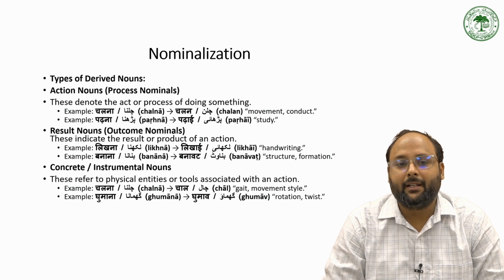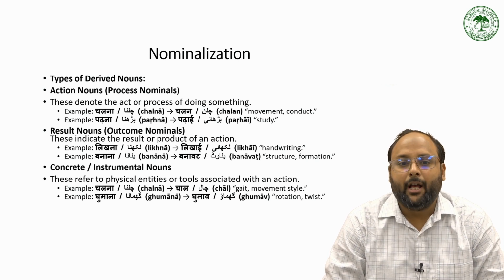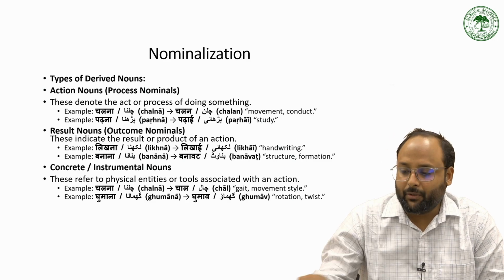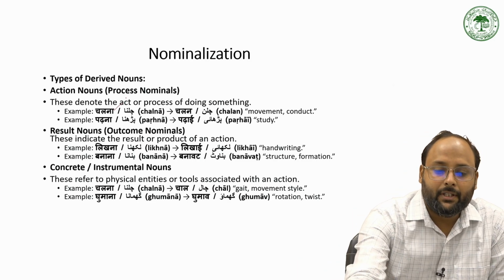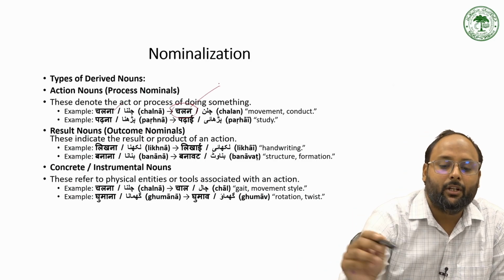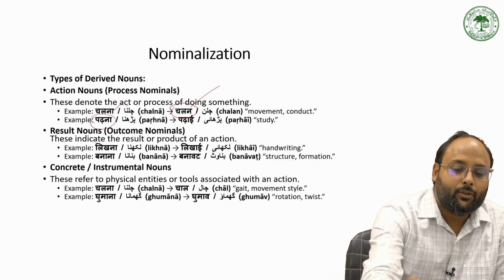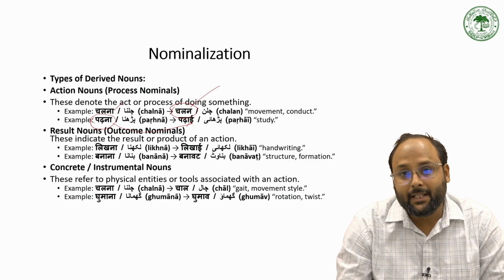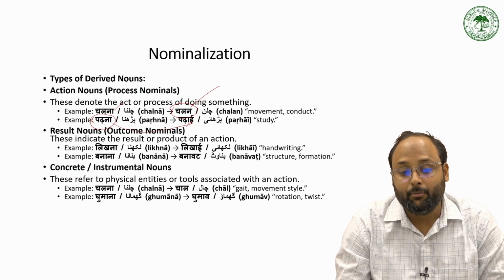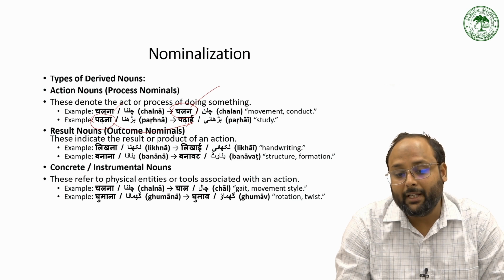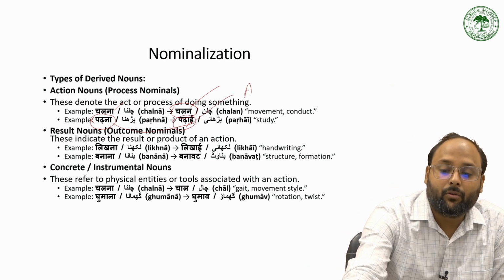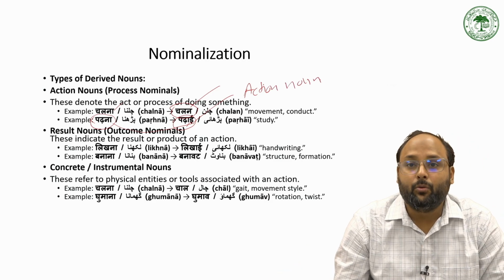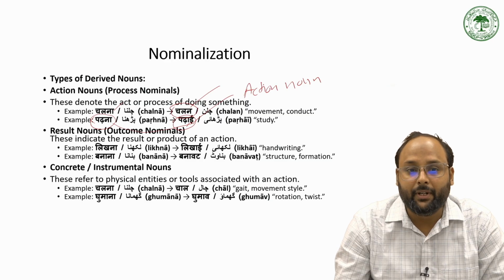There are two more examples, like chalna into chalan, padna into padai. From the verb chalna, we derive chalan. That is the verb and that is the noun. And we have the verb padna, so we derive padai, which is the noun. This noun is in terms of action, not the result. When you change from padna to padai, padai is the action noun. And when we change from chalna to chalan, chalan is the action noun, meaning movement.